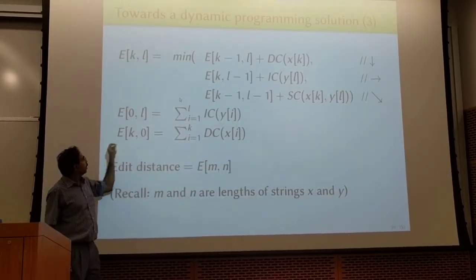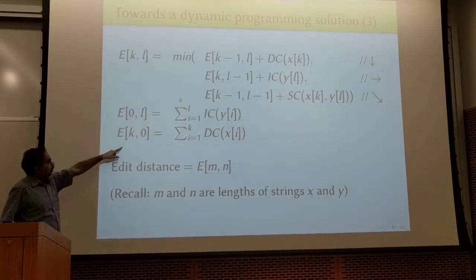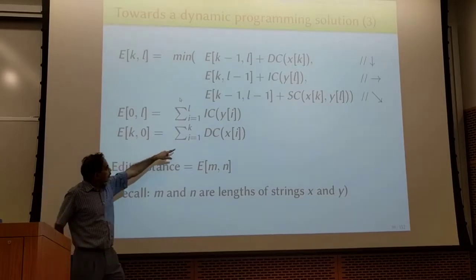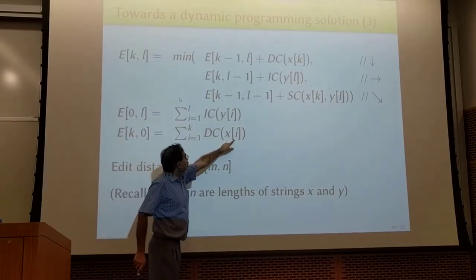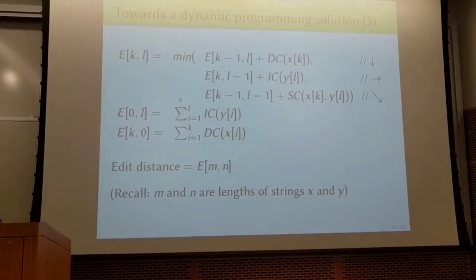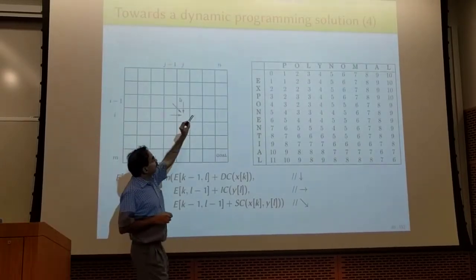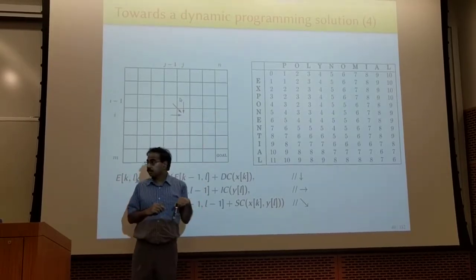Similarly here, you take a prefix of x that's of length k and try to convert it into a prefix of y of length 0, which means that you have to delete all the characters that are already in x1 through k. So you apply the delete cost of x1 through xk, and that's this summation. Okay, so once you define the base cases, what that means in this array picture is that you have defined the first row and the first column.